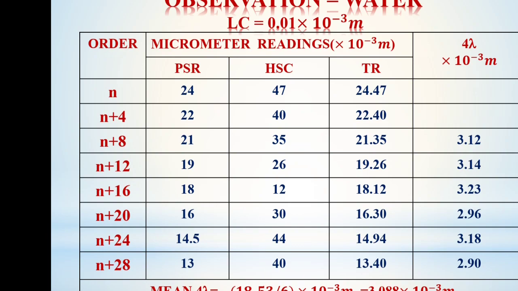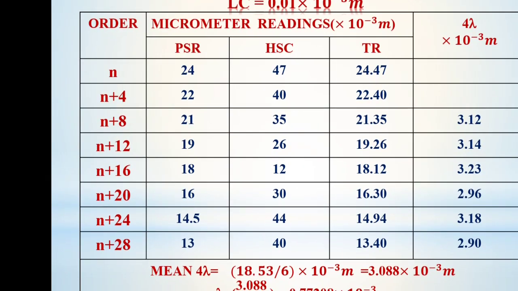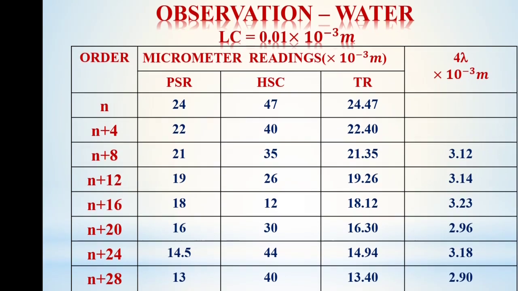The order followed here is at an interval of 4 oscillations or 4 deflections. So, the order is n plus 4, n plus 8 till n plus 28. You can even go till n plus 40. It is up to you where to stop. Here we have stopped at n plus 28.